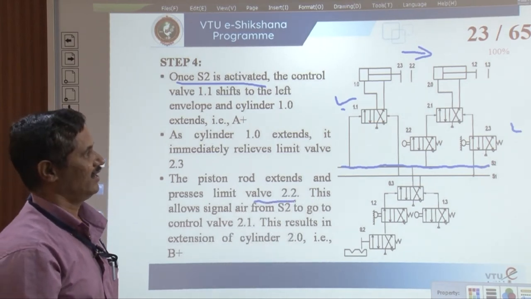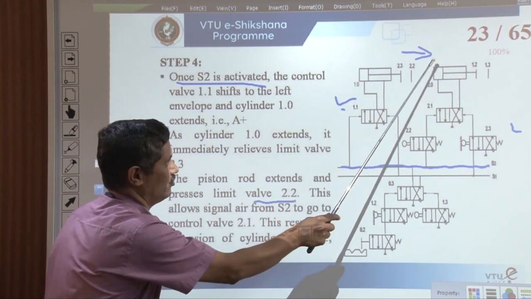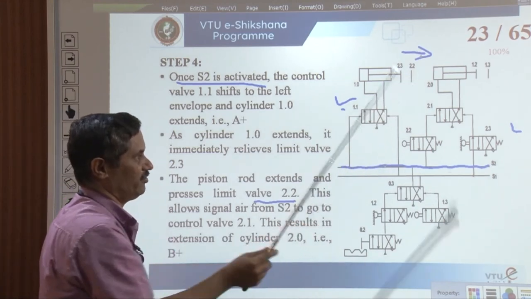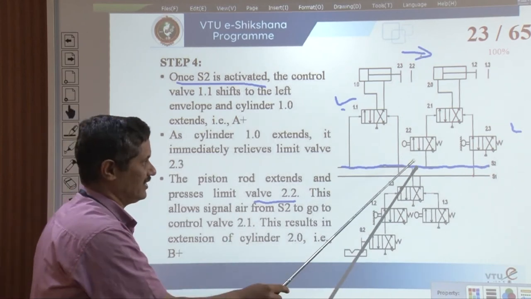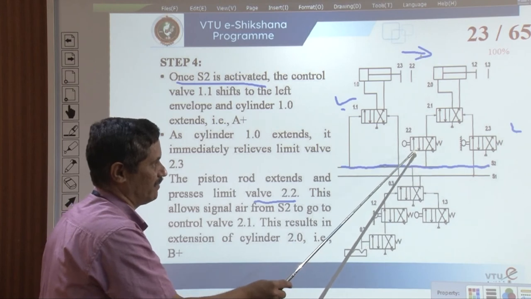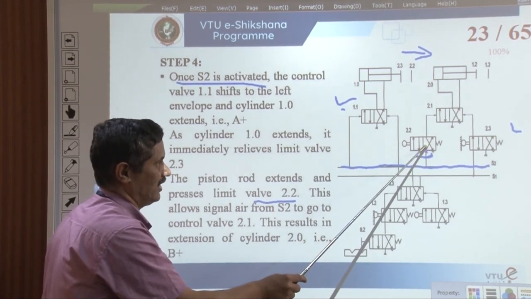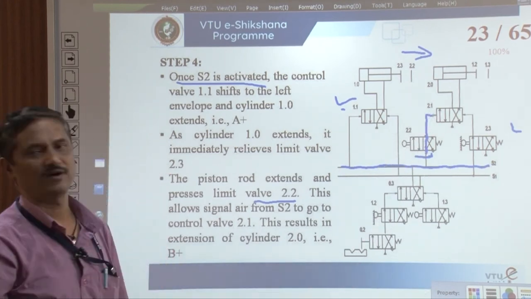2.2. Presses the limit valve 2.2. See, it relieves this and moves and hits this. Hits this means 2.2 is pressed. This gets released and this gets pressed. So, when this gets pressed, this signal gets operated, means this position moved to this position. So, this line now will get connected like this, signal will go to this.